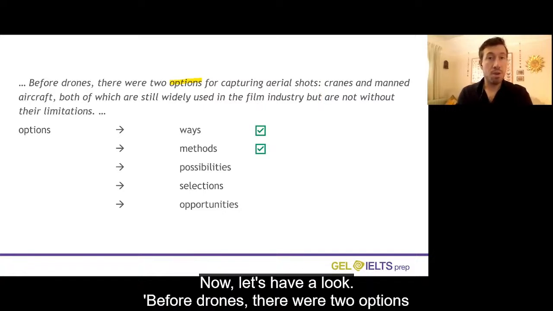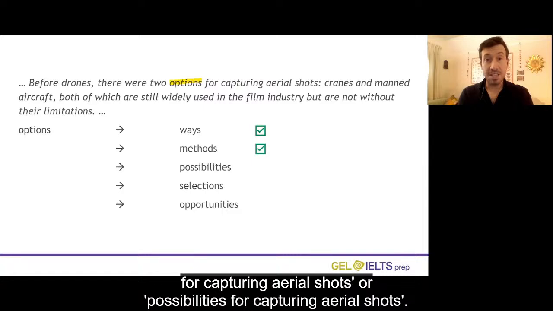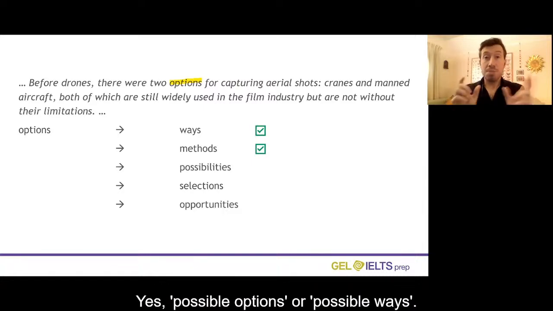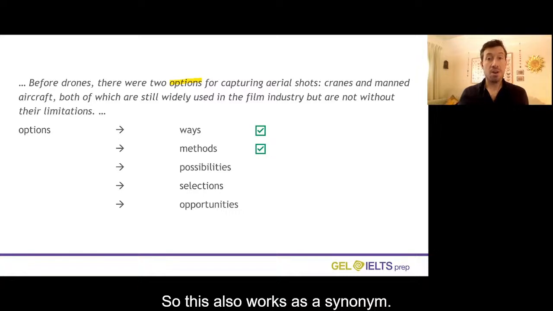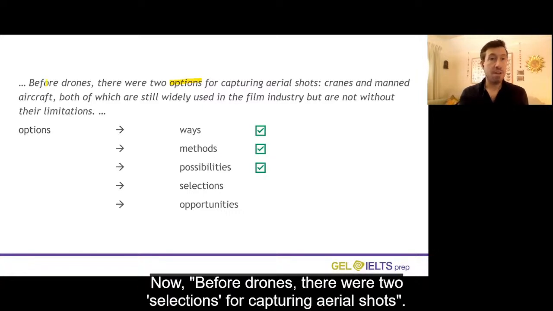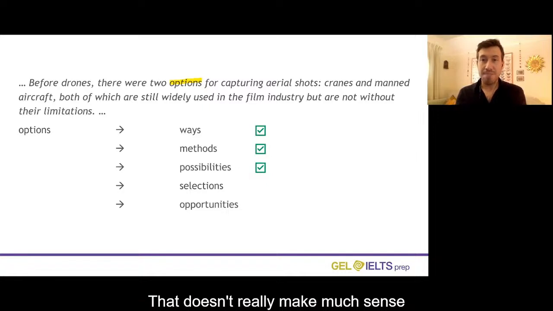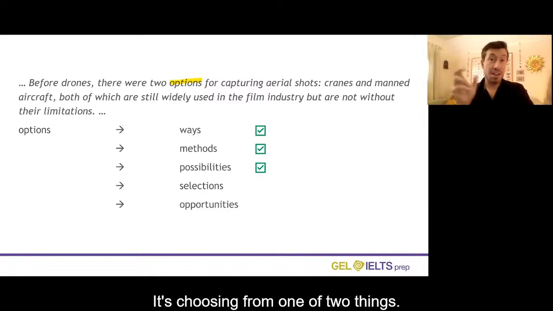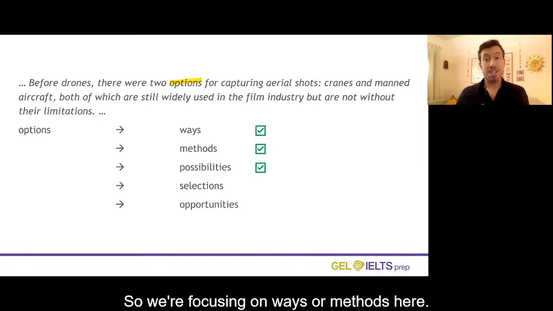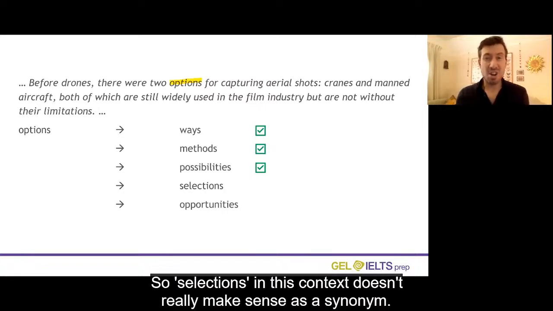Now let's have a look. Before drones, there were two possibilities for capturing aerial shots. Possible options or possible ways, so you could just use the word possibilities in that situation. This also works as a synonym. Now, before drones, there were two selections for capturing aerial shots. That doesn't really make much sense because a selection is not a way of doing things. It's choosing from one of two things. We're focusing on ways or methods here, so selections in this context doesn't make sense as a synonym.